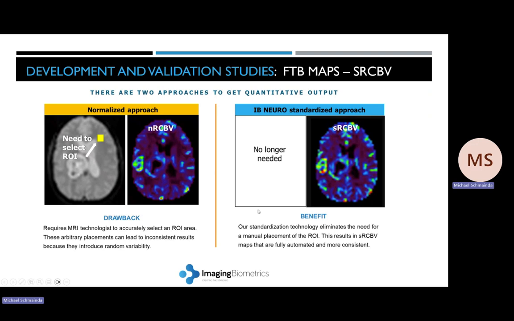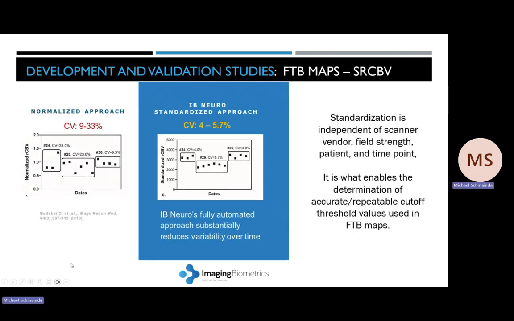The other option is to use IB Neuro, which is standardized and automated. The automated approach obviously eliminates the need to draw those reference ROIs, and studies have shown that the standardized approach is much more consistent over time. And here was a study done in 2010 by Bedekar. The normalized rCBV had a coefficient of variation of 9 to 30%, whereas the IB Neuro built-in standardization approach has a coefficient of variation of 4 to 6%.